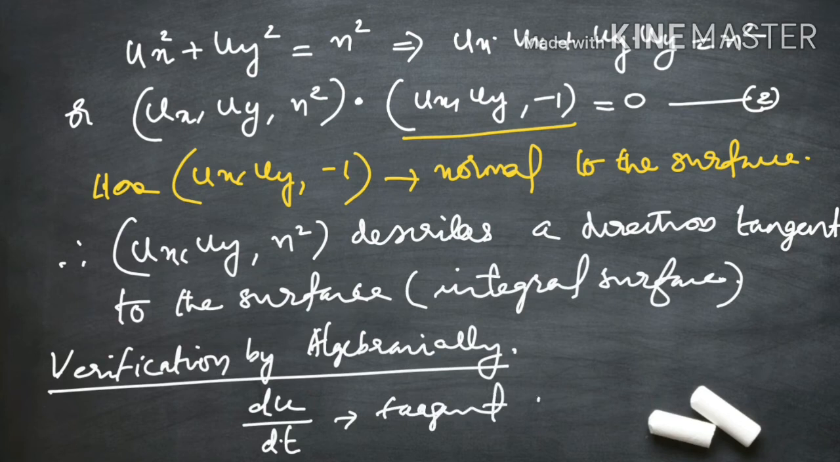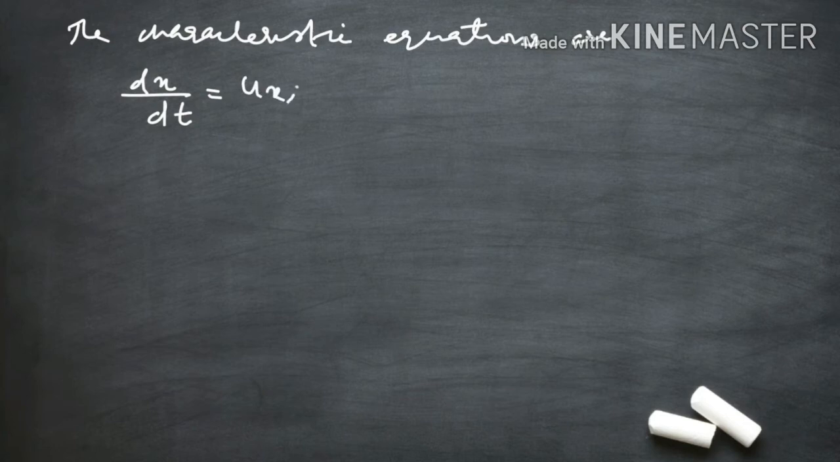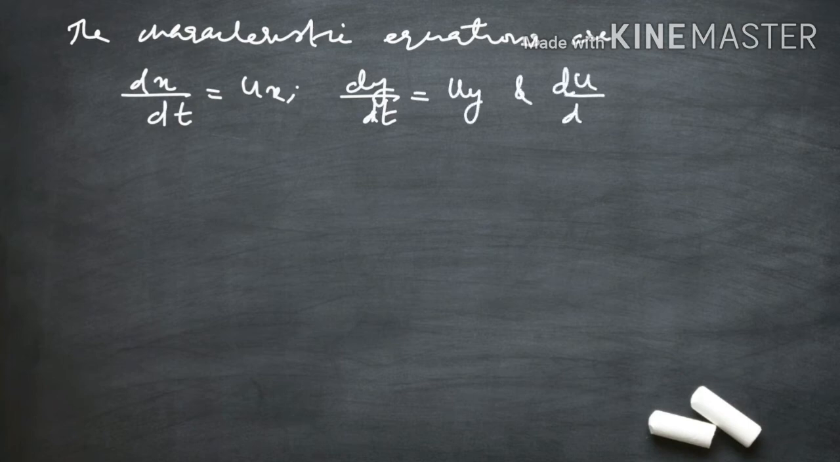Okay, then for proving this, first we consider the characteristic equations. The characteristic equations are: dx by dt is equal to ux, dy by dt is equal to uy, and du by dt is equal to n square. Let this be equation number 3.